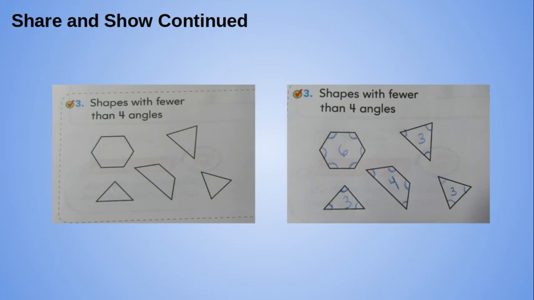Now, when I'm looking for my answers, I look for anything less than 4. I have 3 triangles that all have 3 angles in each of them, and that is less than 4.